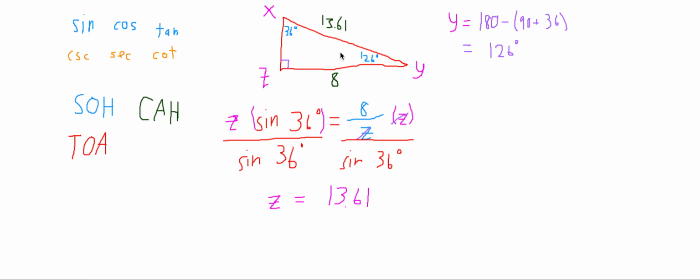Now, what we could do is we can do 3 things. We can use cosine if we have 36 degrees here, because adjacent over hypotenuse, and then you can also use tangent. You could also use tangent and sine with this 126 degrees as well.